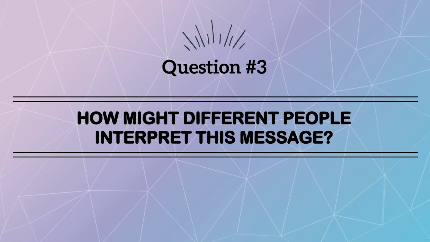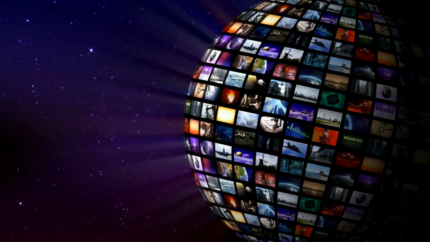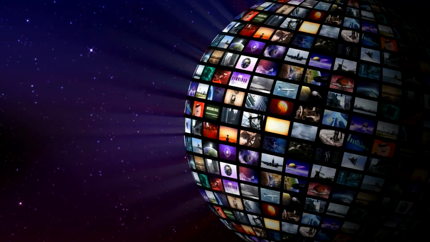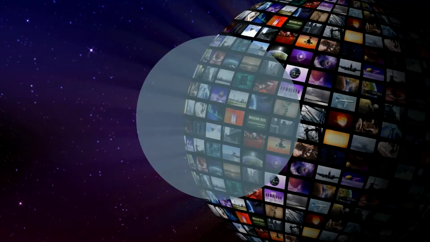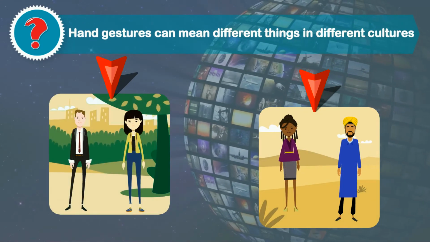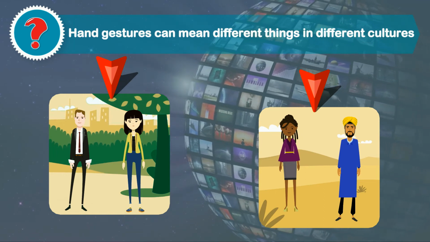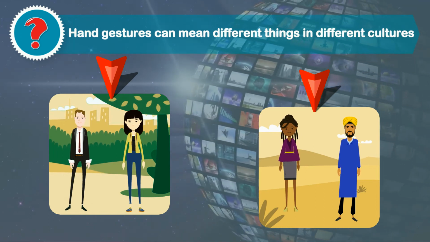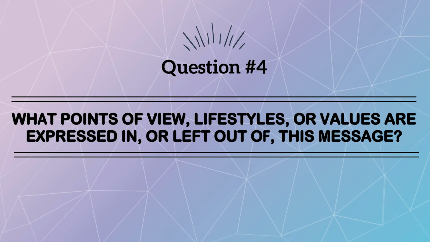Question 3. How might different people interpret this message? Here, we recognize that we are more than just passive receivers of information. By asking this question, we attempt to step outside our own perspective to explore multiple viewpoints, building respect for others in the process.